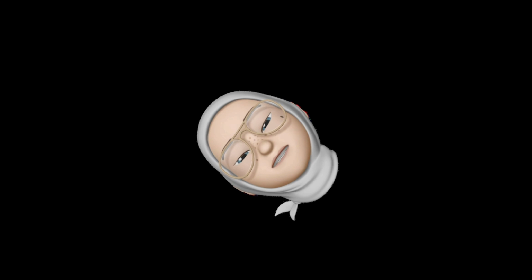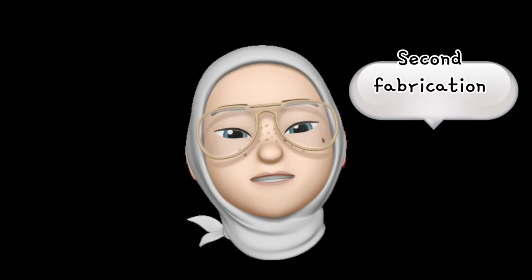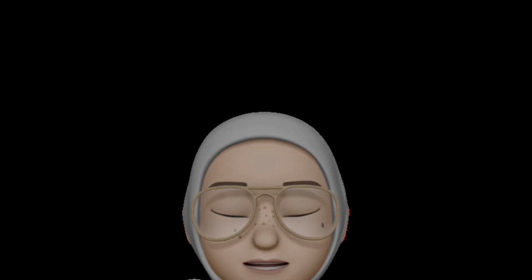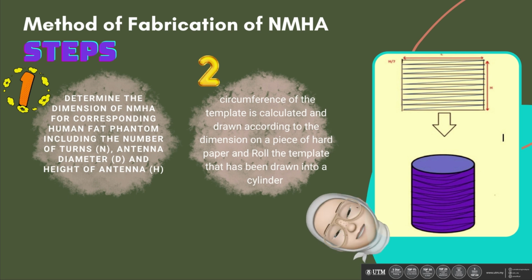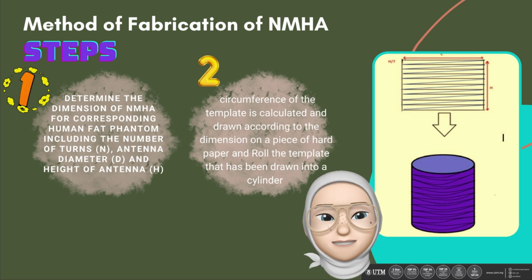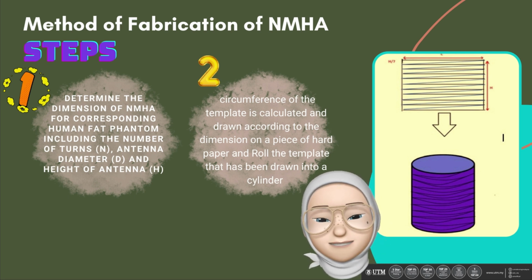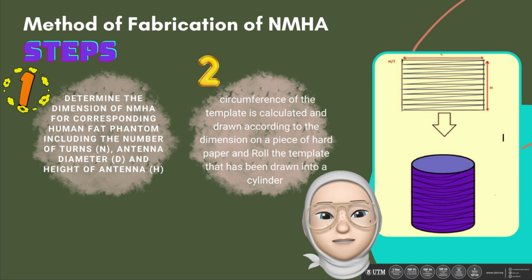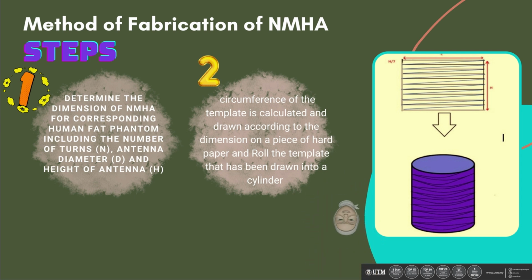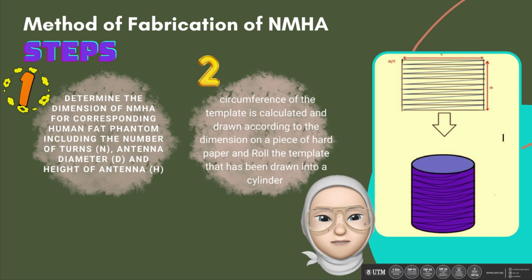Next, I will proceed to the next fabrication, which is the fabrication of normal mode helical antenna. The fabrication process of NMHA is summarized in the following steps. Step 1, determine the dimension of NMHA for corresponding human fat phantom, including the number of turns, antenna diameter, and height of antenna. Circumference of the template is calculated and drawn according to the dimension on a piece of hard paper as shown in the figure on the right side.